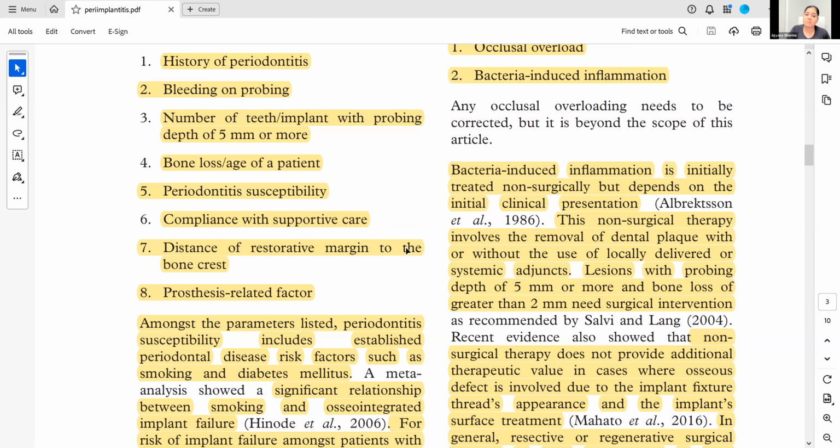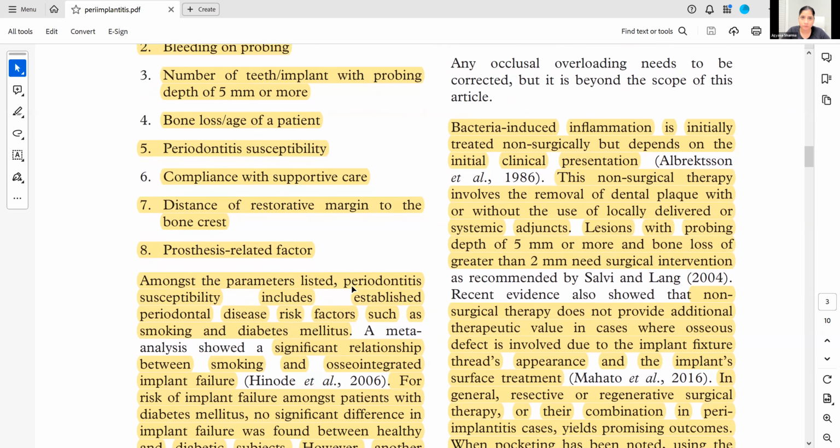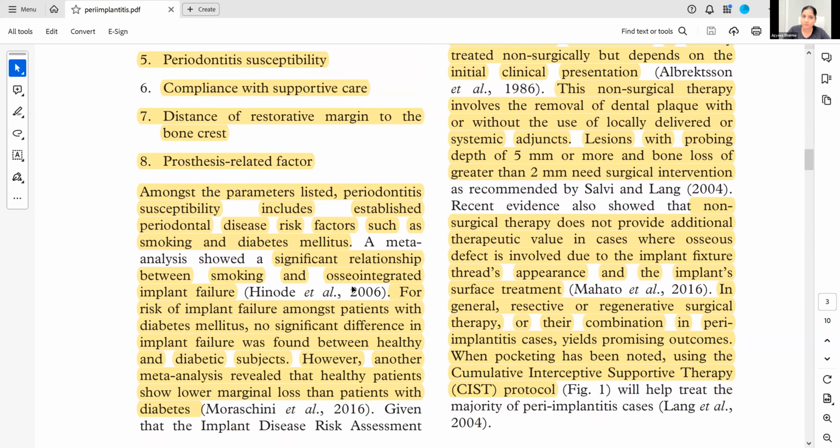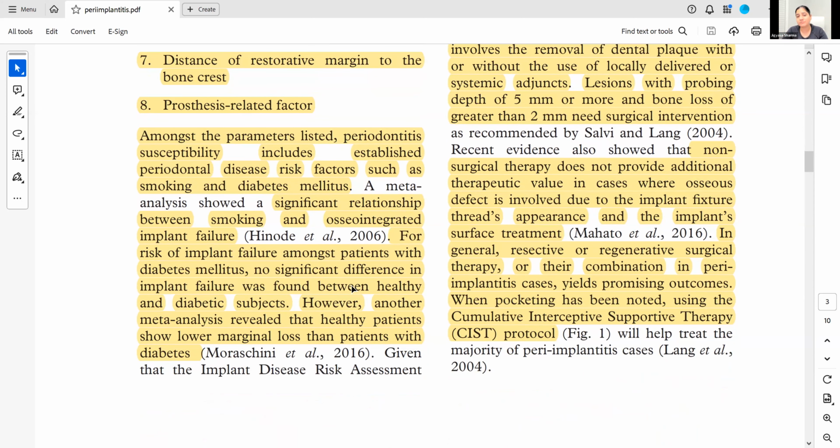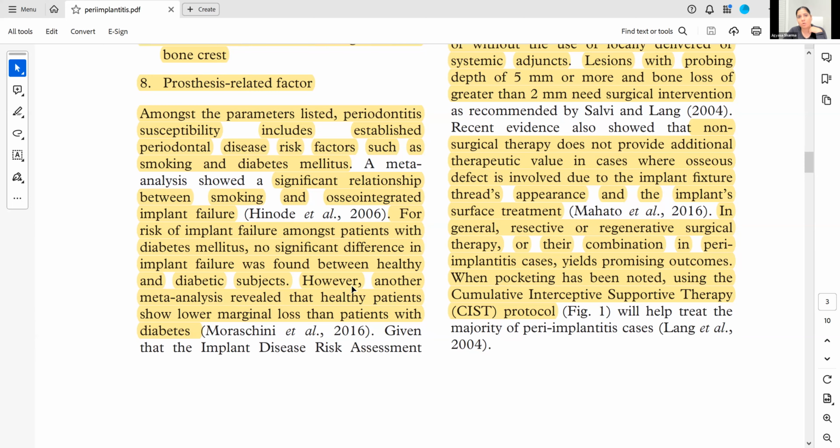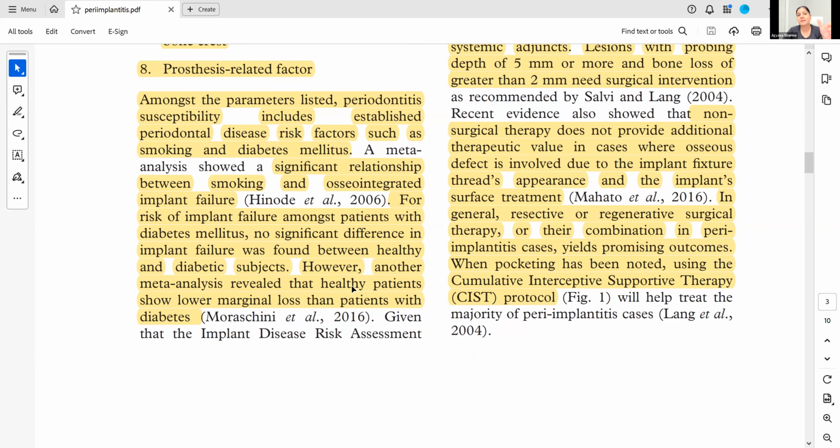Then the distance of the restorative margin to the bone crest, because restorative margins also have a tendency to trap bacteria. So how far it is from the bone crest. Then prosthesis-related factors: what is the distribution of forces, the design of the prosthesis, especially if it's a multiple-unit bridge. Prosthesis-related factors also come into account, depending upon the loads that the implant takes and whether it would lead to bone loss or not.